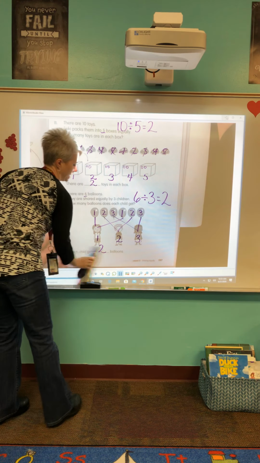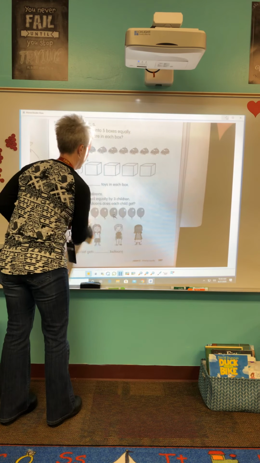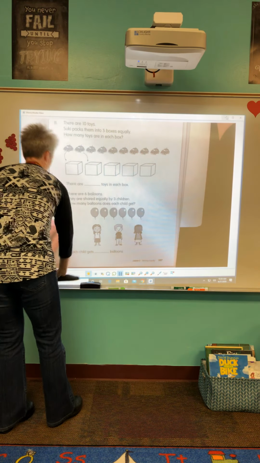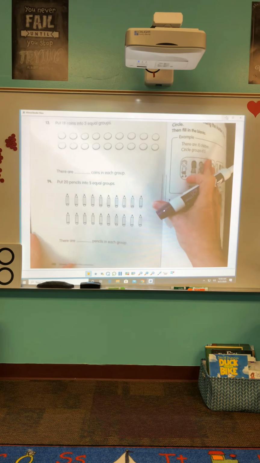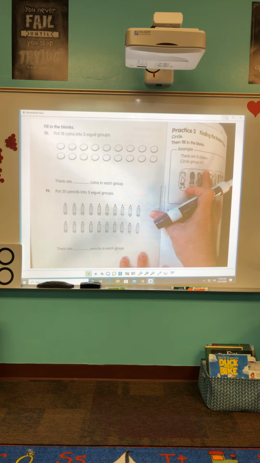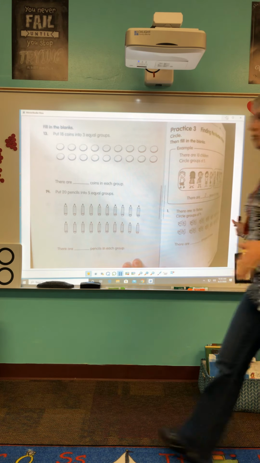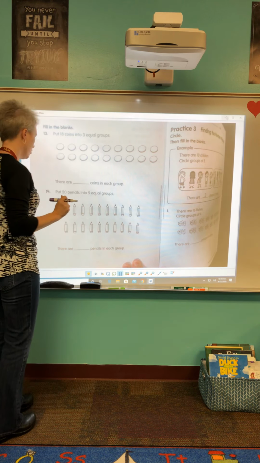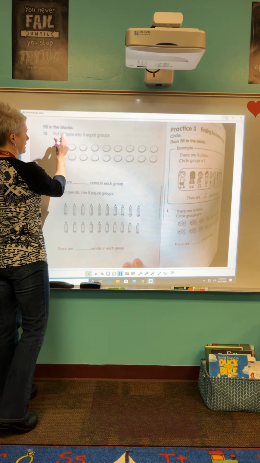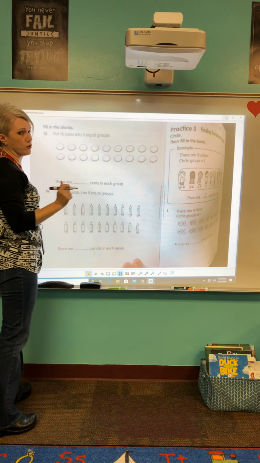All right, turn your page. One more page, guys. Let's see what it has. All right. Same thing we've been doing. We start with a big group and we divide it up. Put 18 coins into 3 equal groups, okay? So 18 is my whole number. That's how many I have all together. And I'm going to put them into 3 equal groups, okay?